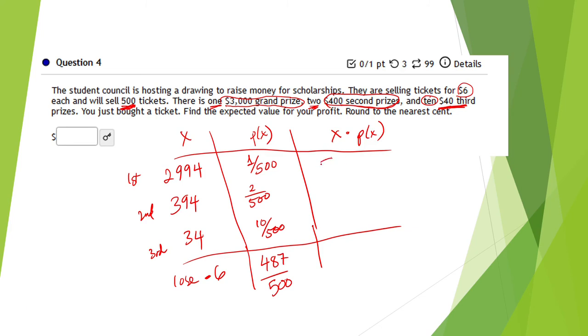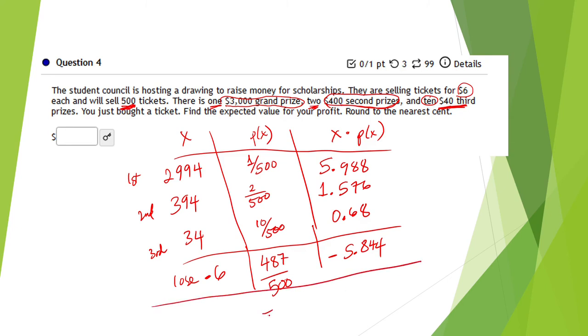Let's multiply across. I get 5.988 for the first one. 2994 times 1 over 500 gives me that number. Let's multiply this one. 394 times 2 over 500 gives me 1.576. 34 times 10 over 500 gives me 0.68. And finally, negative 6 times 487 over 500 gives me negative 5.844. So now we can find the total.